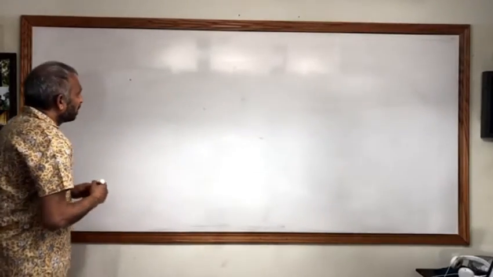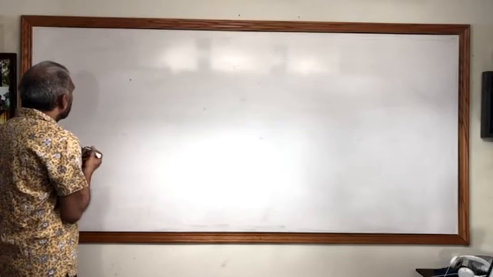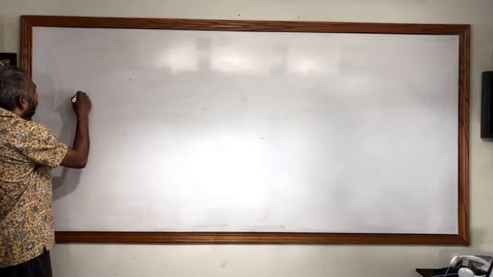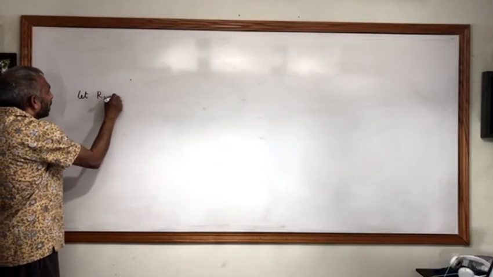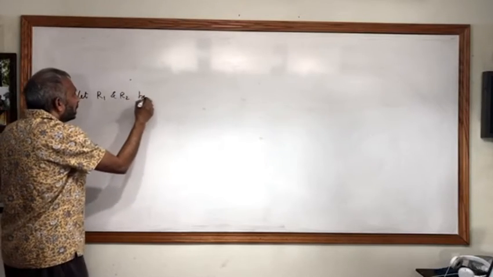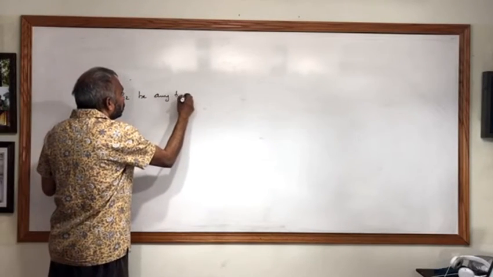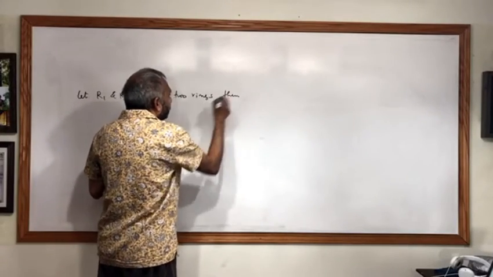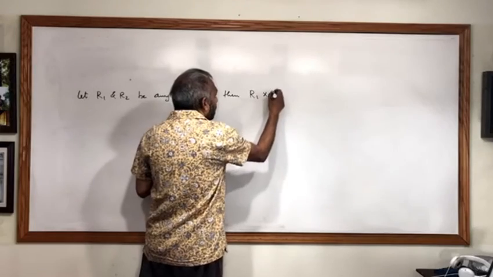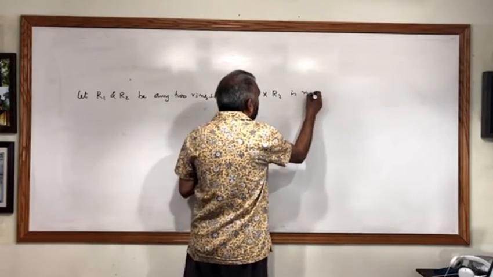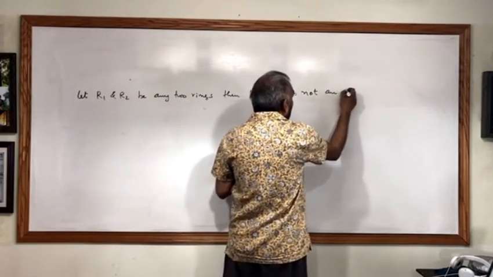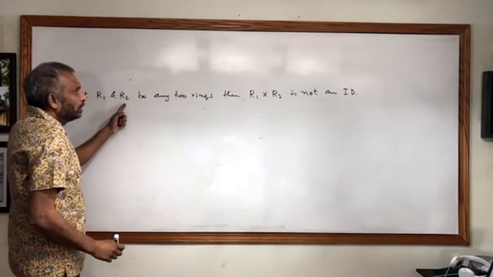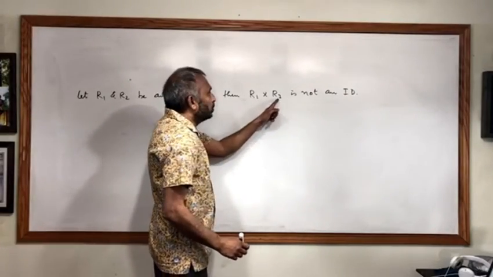Now another simple result on the product of two rings. Let R1 and R2 be any two rings, then R1 cross R2 is not an integral domain. Even if R1 and R2 are integral domains, R1 cross R2 is not an integral domain.